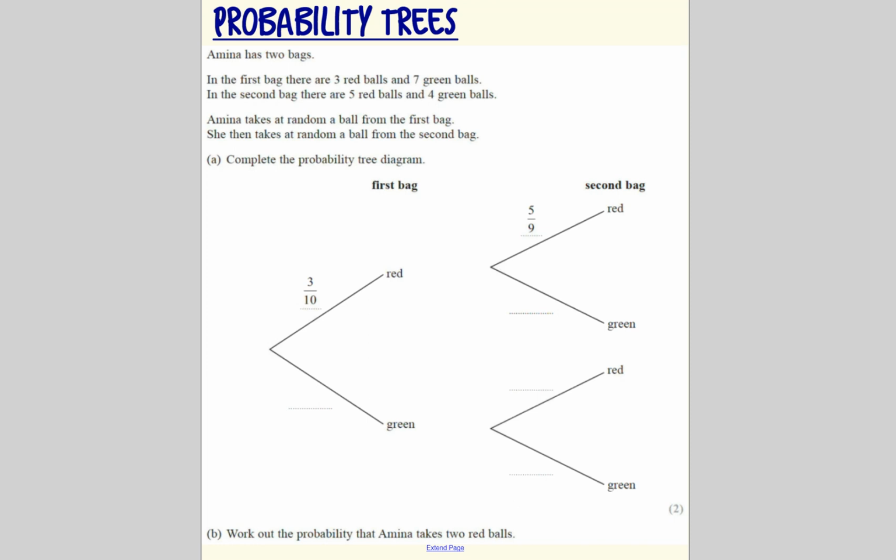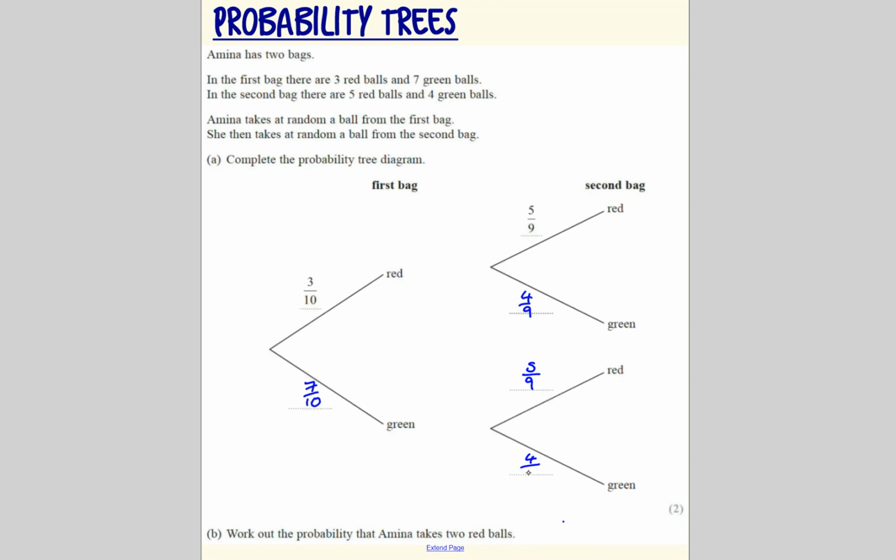First of all, every pair of branches has to add up to make a whole. So where we've got that 3/10 for red, green has to be 7/10, but hopefully that's quite obvious anyway because there are 10 marbles and 7 of them are green. And similarly, we've got the 5/9 as the probability of red for the second bag, so it's going to be 4/9 for the probability of green.